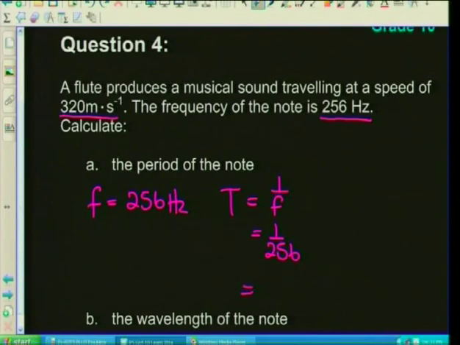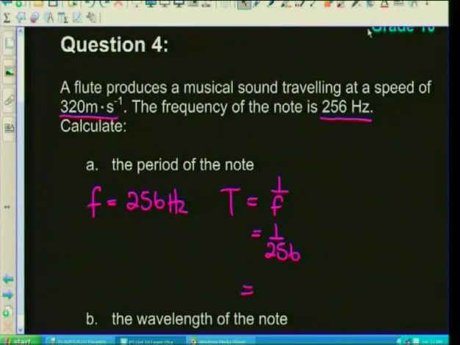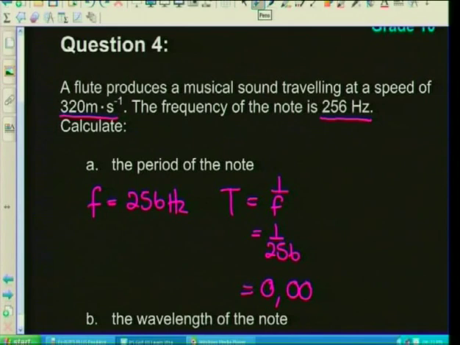Let's just quickly work it out. 0.0039 seconds. It's tiny. Okay, very quick. We expect that. If you'd got an answer here of 1, I'd be worried. Always double check your answers. Now they want the wavelength of the note. Earlier in the question, they gave me the speed, 320.